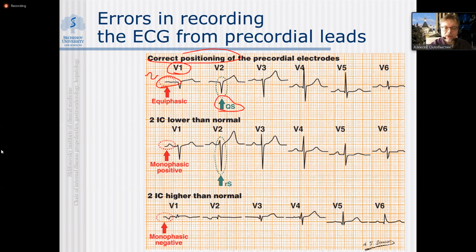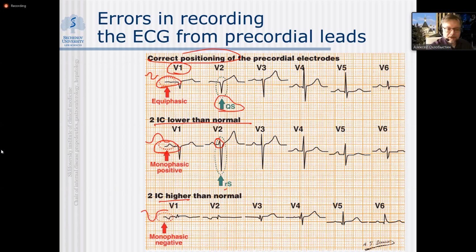If your patient has an absolutely normal ECG in standard and augmented leads, and the ECG in chest leads gives a presentation like this: monophasic positive P in V1, small r in the second chest lead. It may be that electrodes are placed lower than they should be, or a higher placement may be suspected. Again, if you have a normal front plane, but in the first chest lead you get a negative P, please pay attention to that.